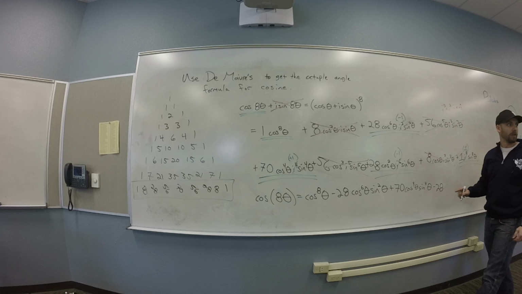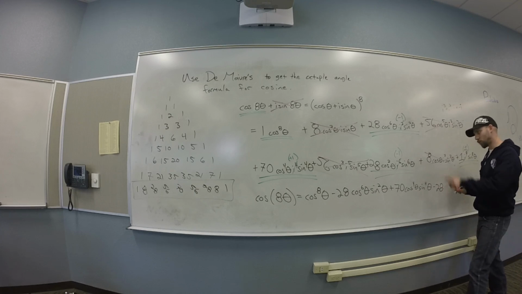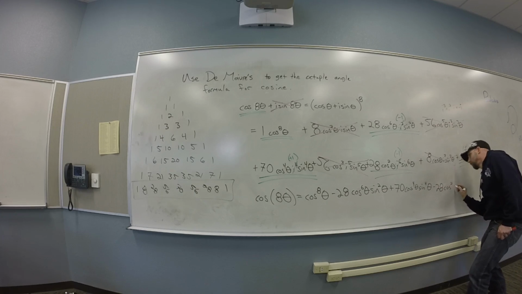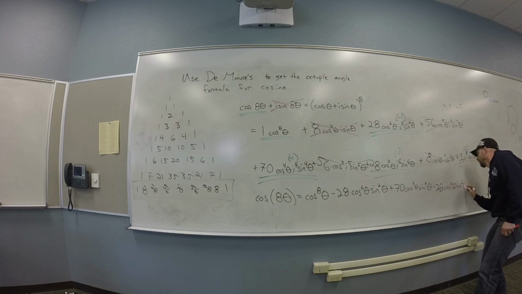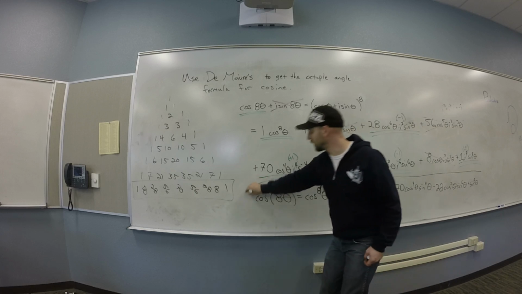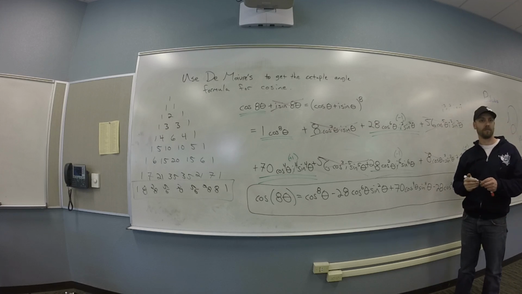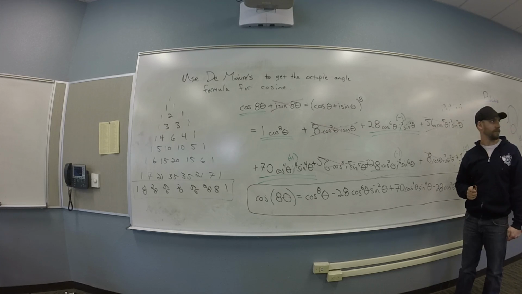Wait, so why are they switching to positive and negative? They're switching because it's i's. The powers of i's are going to go plus, plus, minus, minus. And then I discarded half the terms, so they should go plus, minus, plus, minus. So I got my minus 28 cosine squared theta sine to the 6th theta, and at the end here I have plus sine to the 8th. So that whole business is the octuple angle formula for cosine. Very nice. Cool. Seems legit.